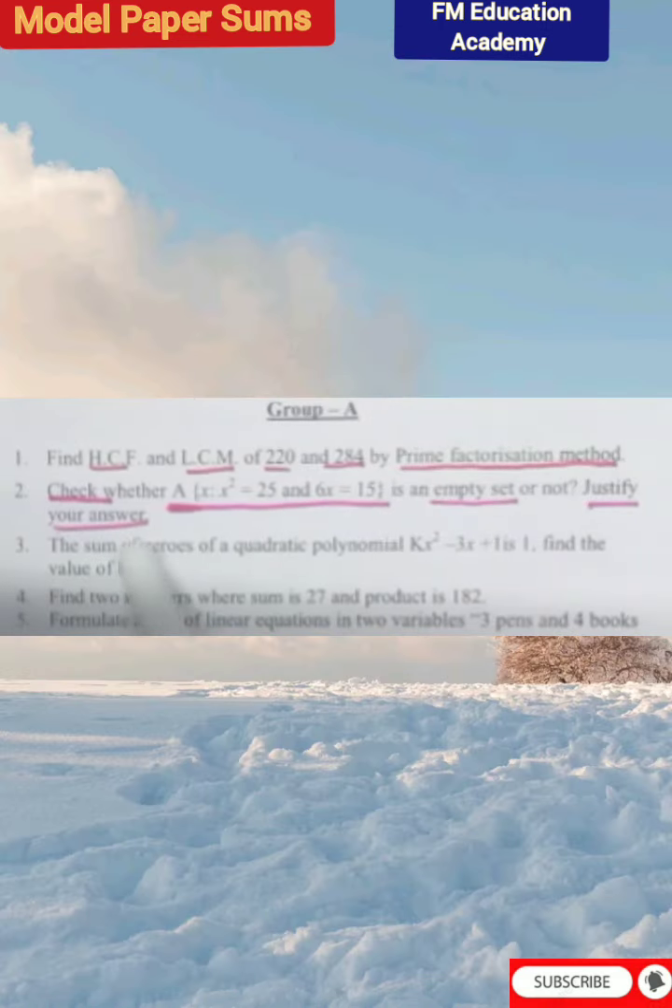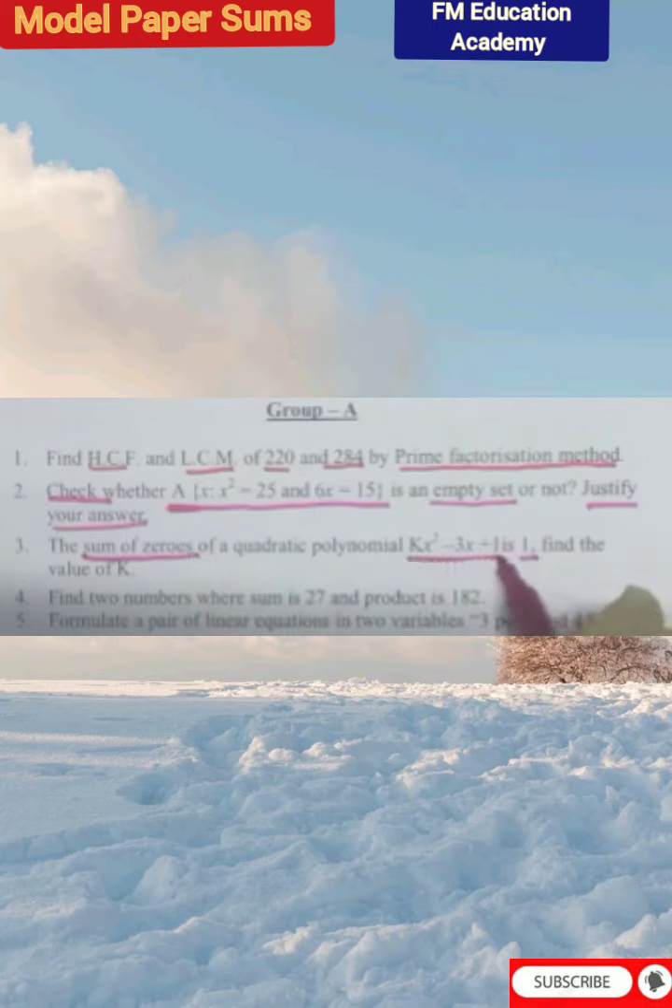Third question, the sum of zeros of a quadratic polynomial kx squared minus 3x plus 1 is 1. So sum of zeros is given as 1 and a quadratic polynomial is also given. We have to find the value of k. This k we have to find out.